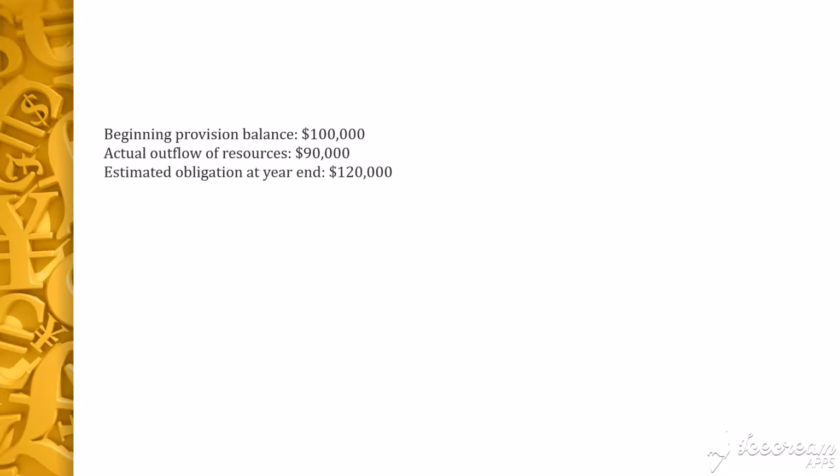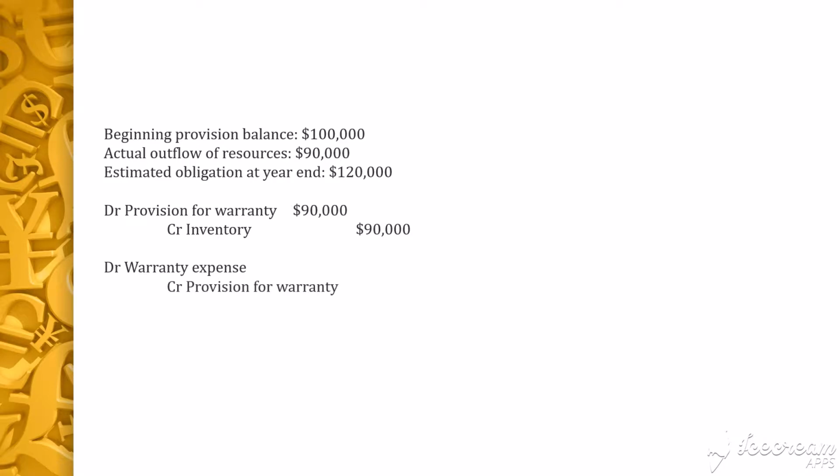First, we debit provision for warranty and credit inventory by $90,000 to recognize the actual outflow of resources. The journal entry for year end is debit warranty expense and credit provision for warranty. But by how much? Is it $120,000? No. You debit warranty expense and credit provision for warranty to make the provision for warranty balance equal to the estimated obligation at year end.